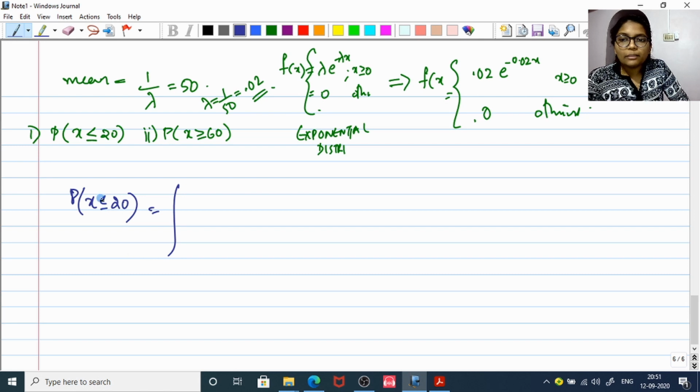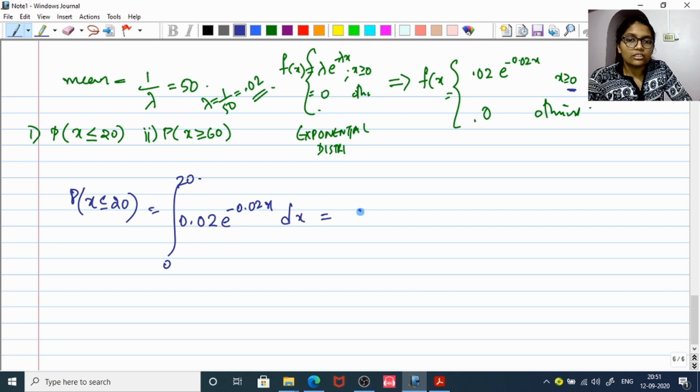How to find P of x lesser than or equal to 20? So the lower limit here is x, isn't it? And the upper limit is 20. So how to get the lower limit? See, the lower limit for exponential distribution starts from 0. So it is 0 to 20, integral 0.02 e raised to minus 0.02 x dx.